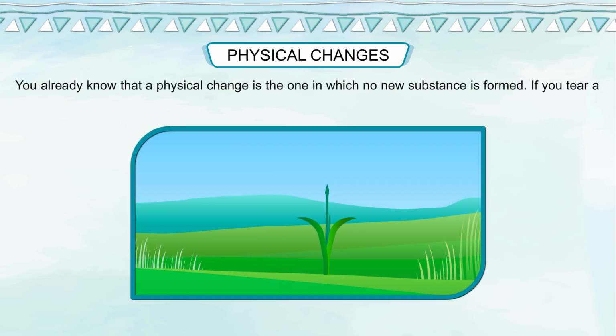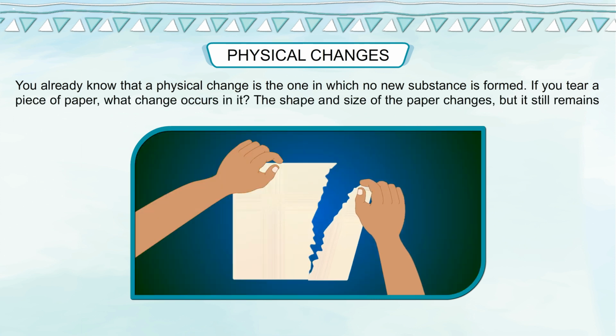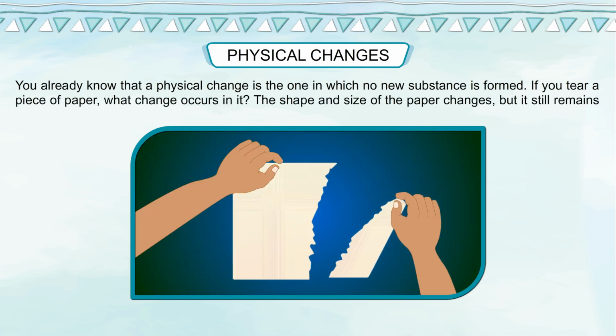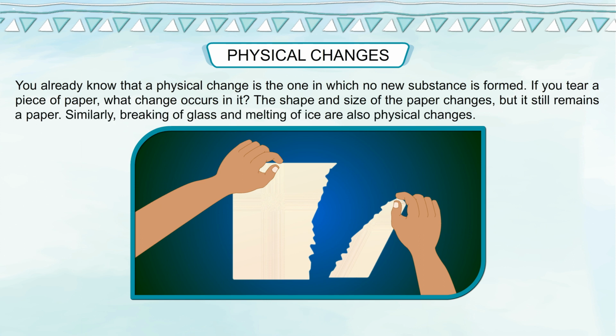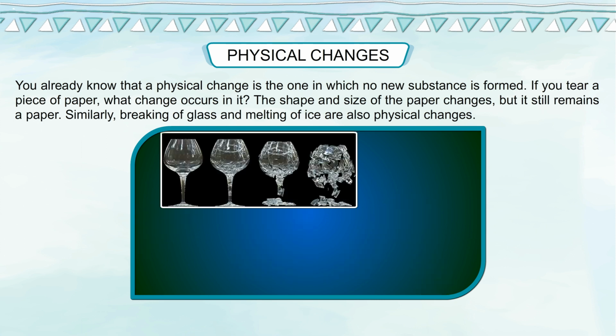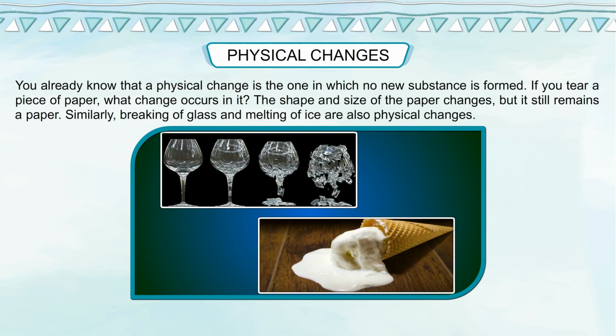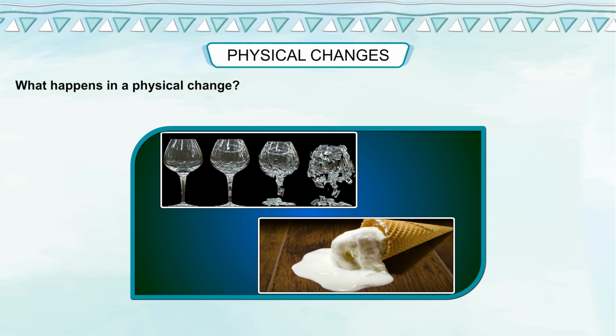Physical changes. You already know that a physical change is the one in which no new substance is formed. If you tear a piece of paper, what change occurs in it? The shape and size of the paper changes, but it still remains a paper. Similarly, breaking of glass and melting of ice are also physical changes. What happens in a physical change?